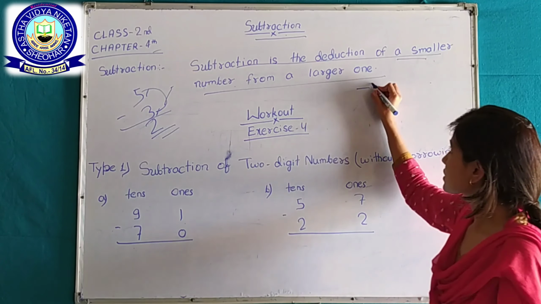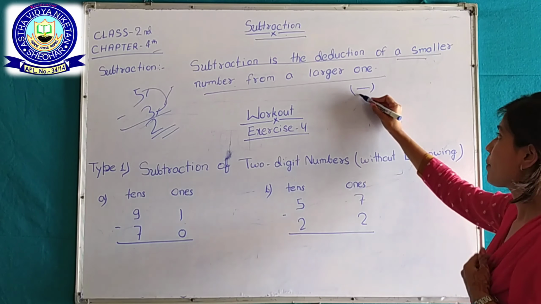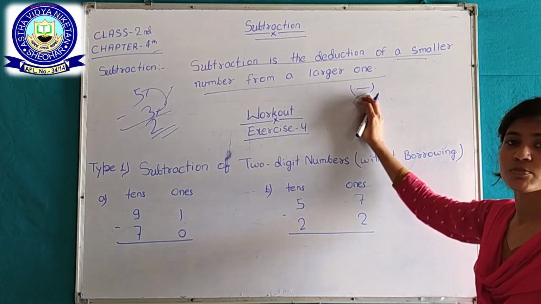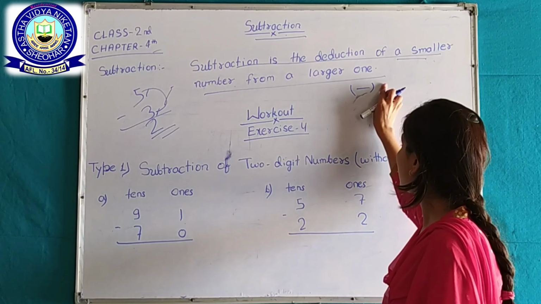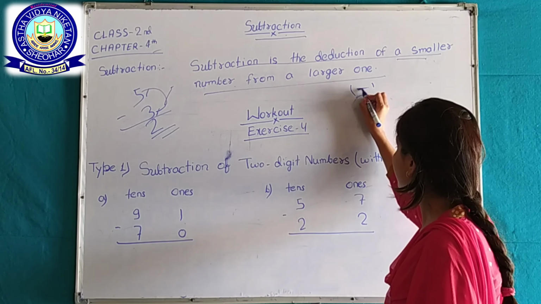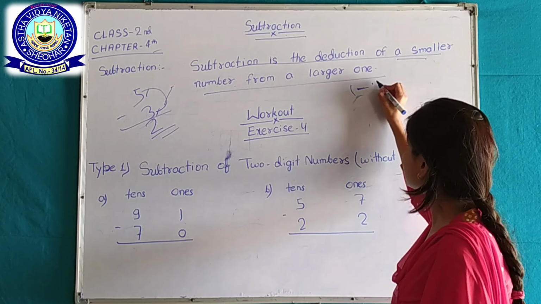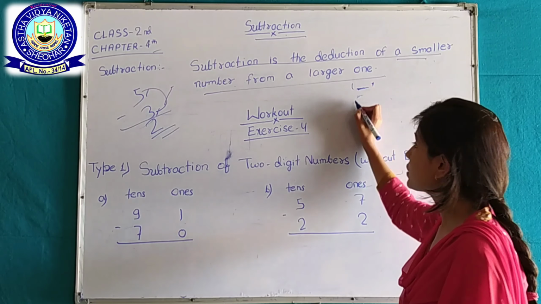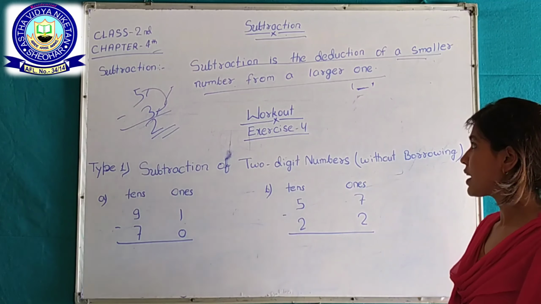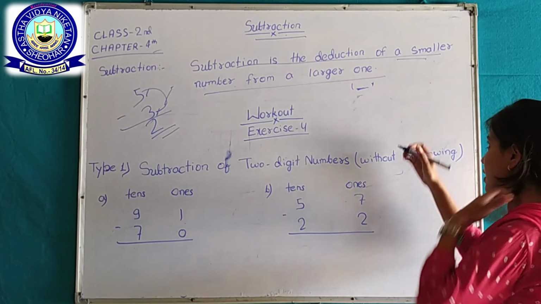This is the symbol of subtraction. It's called minus. Minus is the symbol of subtraction. With the help of this symbol, we can subtract a smaller number from a larger one. Here is an example.